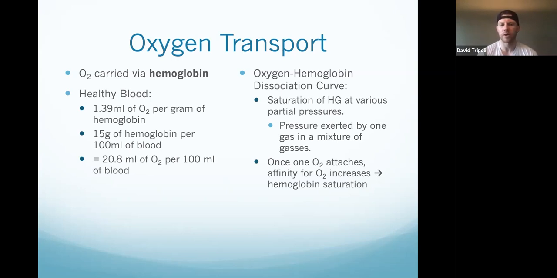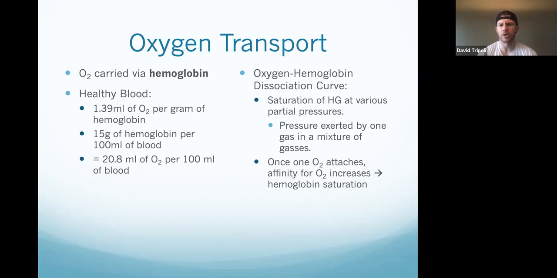In healthy blood, we've determined that there is about 1.39 milliliters of O2 per gram of hemoglobin. So if I had a gram of this oxygen-carrying substance, about 1.39 milliliters of oxygen would be present in healthy blood. That gives you about 15 grams of hemoglobin per 100 milliliters of blood. So you would do 1.39 times 15. In 100 milliliters of blood, you would have about 20.8 milliliters of oxygen, which is what they would say is the healthy scale, so to speak.